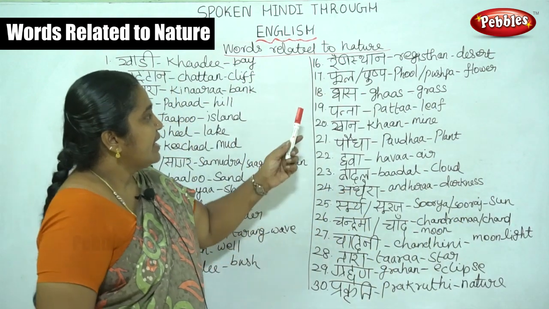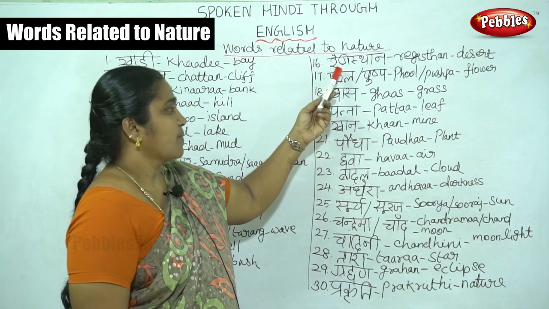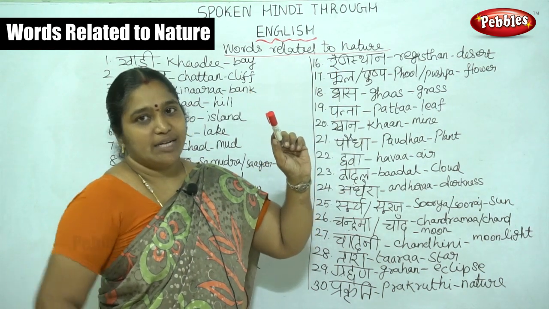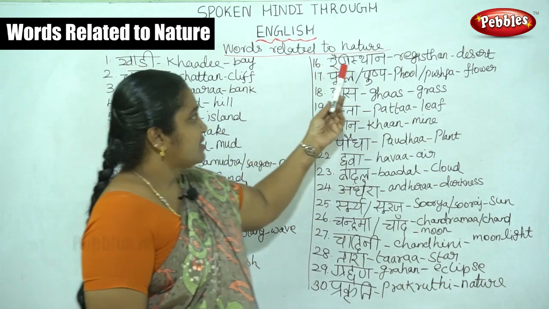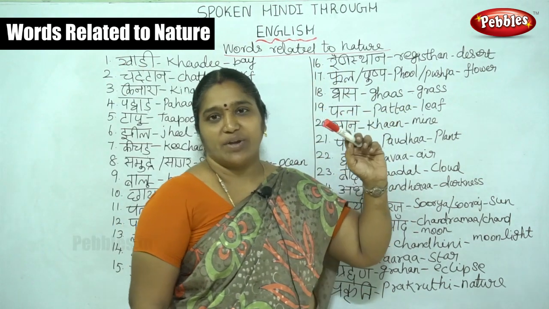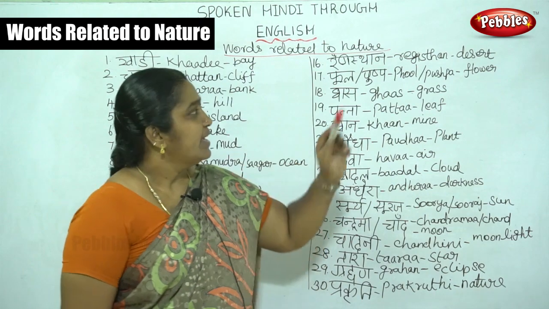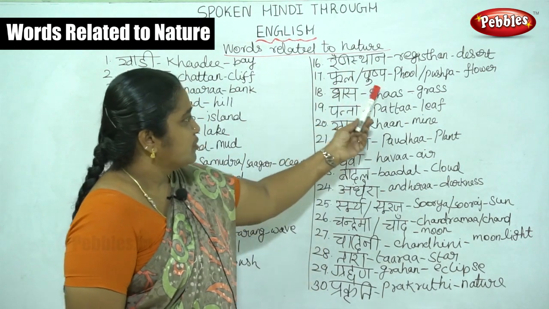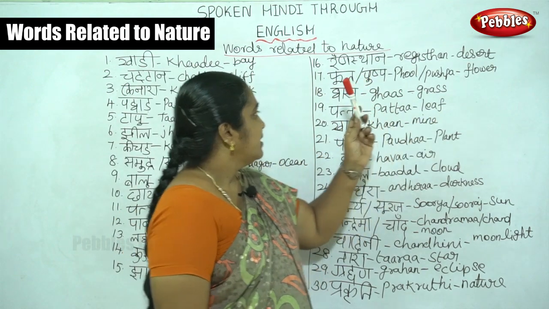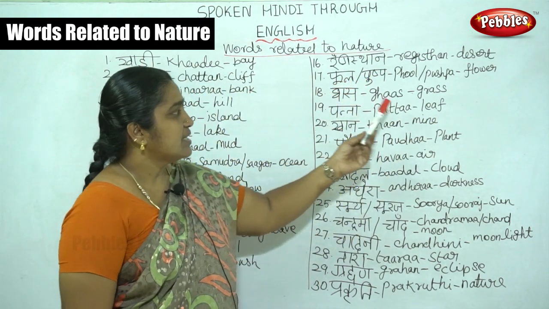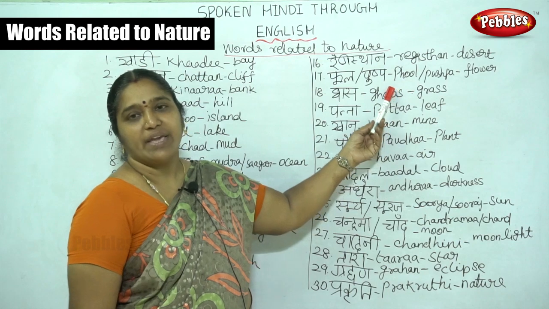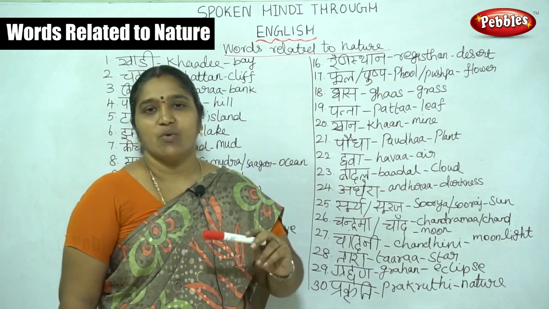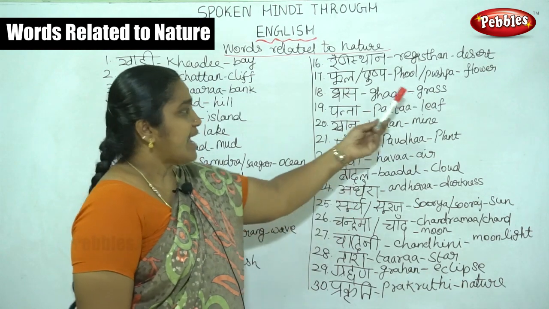Then here Registan. Registan is a desert. Rajasthan is a Registan. Rajasthan ko hum registan keh sakte hain. Then phool, pushp, you all know that is flower. Then ghaas. Ghaas is grass. Gaay ghaas khati hai. The cow is grazing the grass.